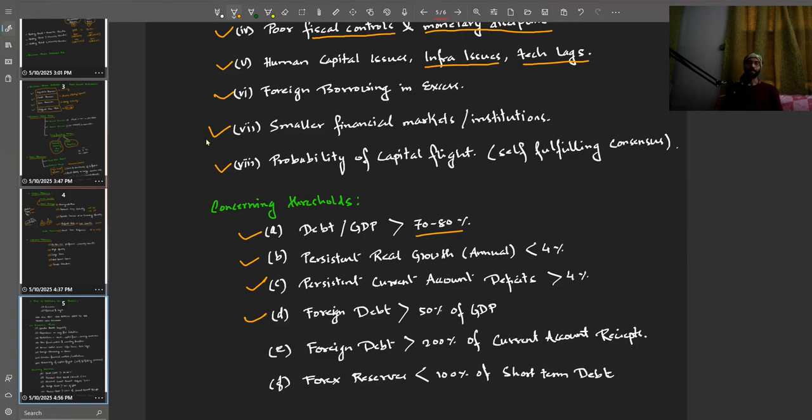Then foreign debt. Foreign debt should not be more than 50% of GDP. Foreign debt should not be more than 50% of GDP for an emerging market entity. Fifth factor, foreign debt should not be more than 200% of current account receipts. Lesser the better. Sixth factor, forex reserves should be greater than the amount of short-term debt. A forex reserve which is less than 100% of short-term debt is considered concerning.